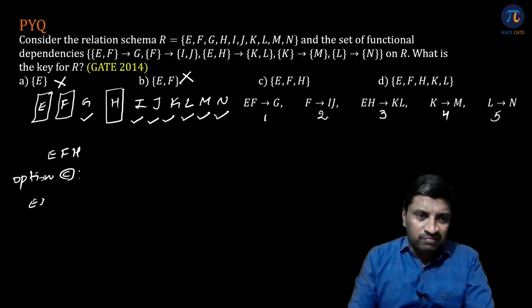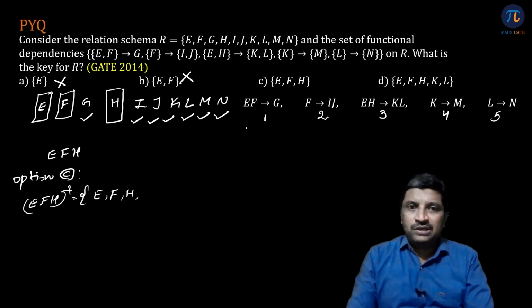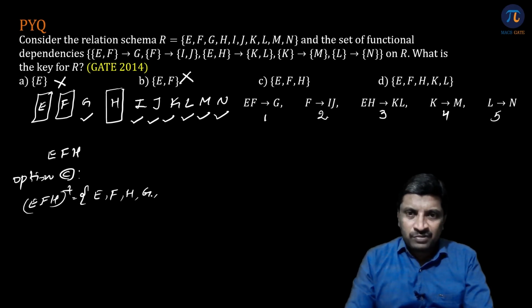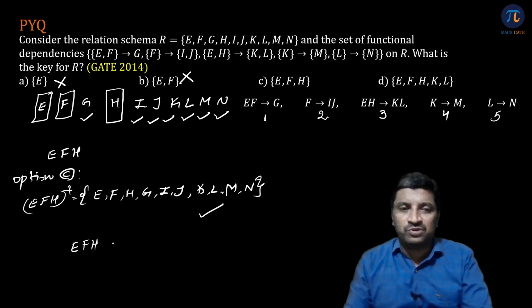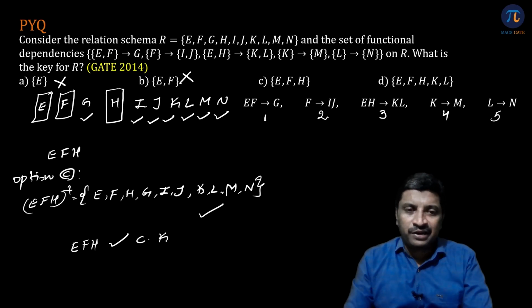What is the closure of E, F, H? With E comma F comma H, we can find E, F, H. Then by using 1, I can get G. By using 2, I can get I comma J. By using EH and third, we can get K comma L. Then by 4, I can get M. By 5, I can get N. We got all the attributes. So E, F, H, these are enough to find all the attributes. So this is an example of a candidate key.